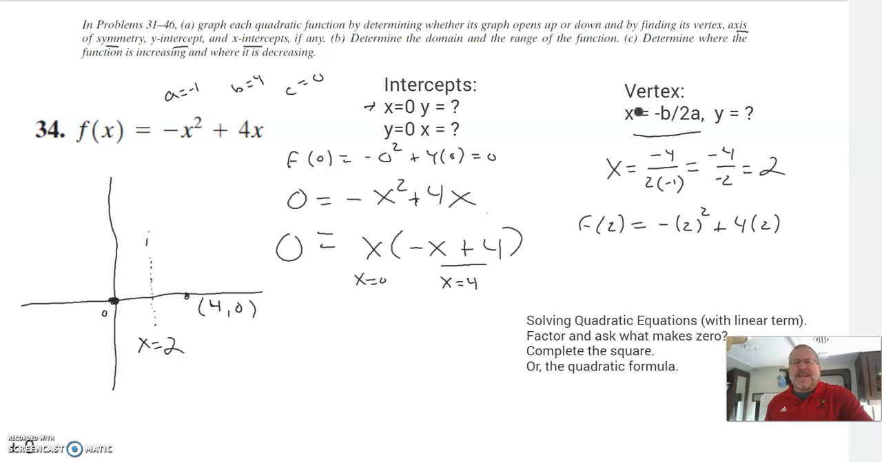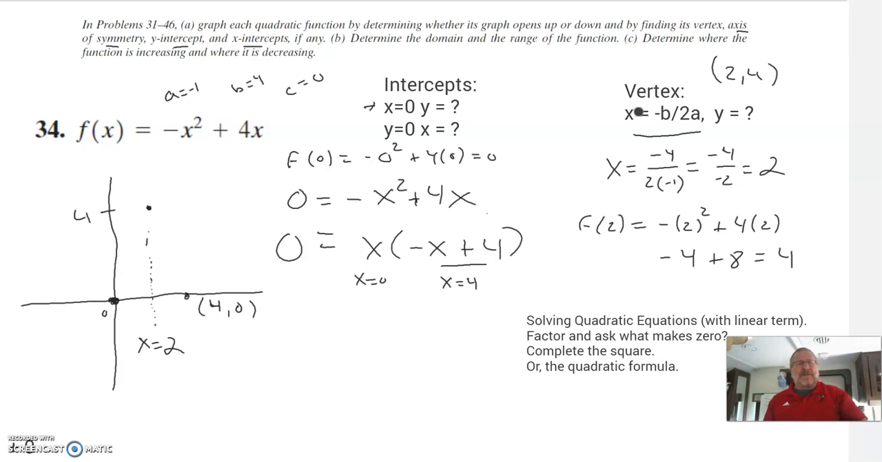So it looks like I've got negative 4, because 2 squared, right? Plus 8. So it looks like I have a y value of 4. The vertex is at 2, 4. I'm just going to go up there and call it 4 up there. And that's my vertex. Okay, the negative on the x squared, well, we've learned about that.